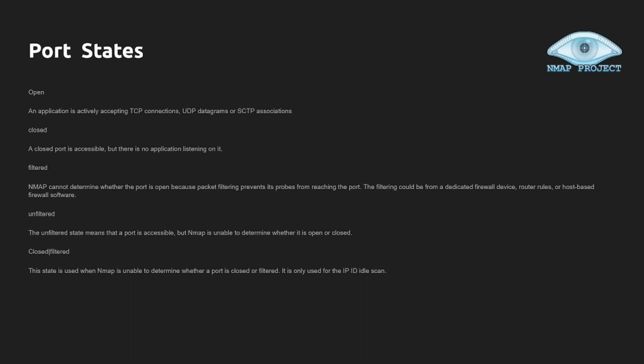Filtered means Nmap couldn't determine whether the port is open or closed. This could be because of firewalls. It could just be confused. Stuff like WAFs or IDS could be preventing this. Unfiltered means the port is accessible, but Nmap is unable to determine whether it's open or closed. And then closed or filtered is kind of the same thing. It's used when Nmap is unable to determine whether the port is closed or filtered.